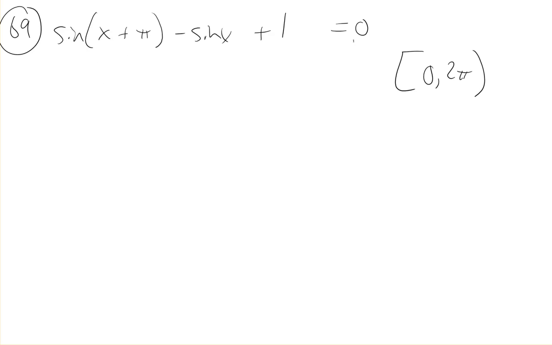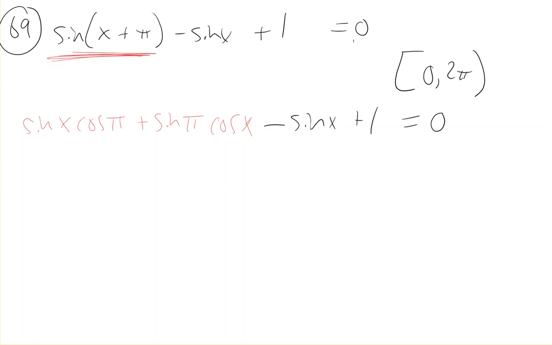So in place of this, you should have plugged in your new formula: sine of the first times cosine of the second plus sine of the second times cosine of the first. All of that underlined in red becomes all of this in red. Then you also have a minus sine x, plus 1. Somehow that's supposed to equal 0.